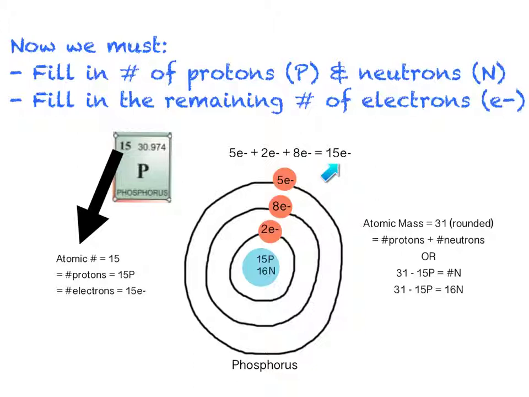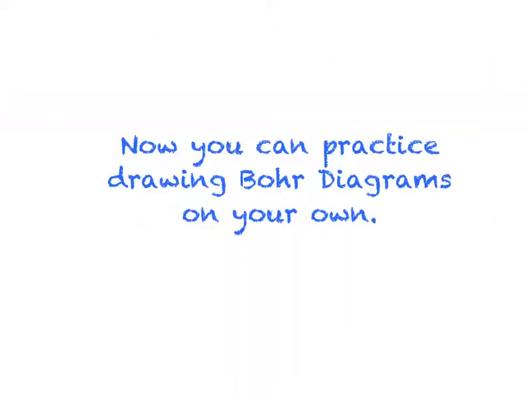Now, to figure out the number of neutrons, we look at the atomic mass, which is here. The atomic mass rounded is 31. We know that the atomic mass equals the number of protons plus the number of neutrons, or 31 minus 15 protons equals the number of neutrons. 31 minus 15 protons equals 16 neutrons that I indicate here. And I have officially drawn the Bohr diagram for phosphorus. Now you can practice drawing Bohr diagrams on your own.